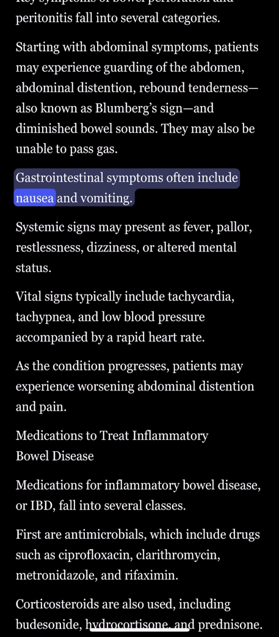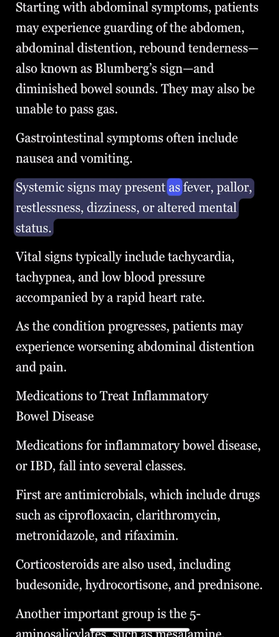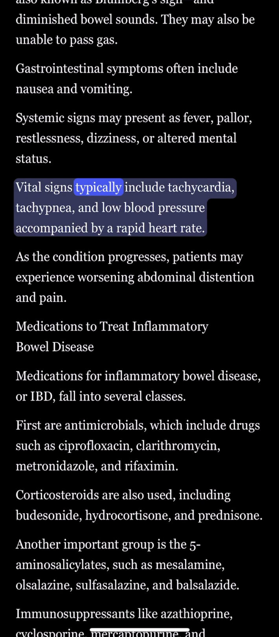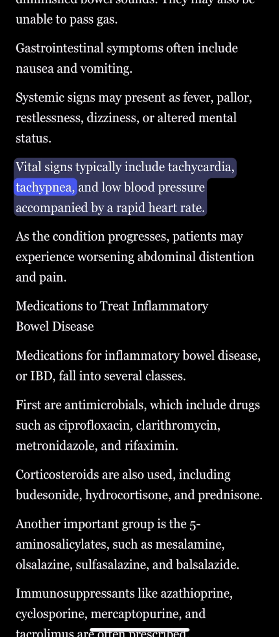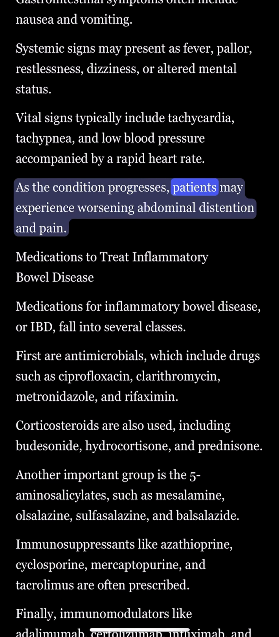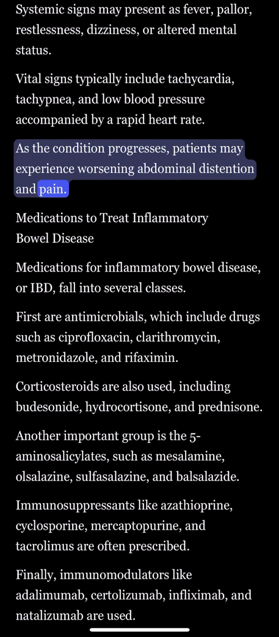Gastrointestinal symptoms often include nausea and vomiting. Systemic signs may present as fever, pallor, restlessness, dizziness, or altered mental status. Vital signs typically include tachycardia, tachypnea, and low blood pressure accompanied by a rapid heart rate. As the condition progresses, patients may experience worsening abdominal distension and pain.